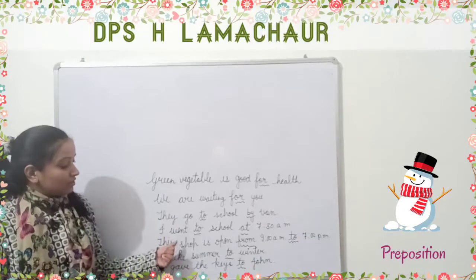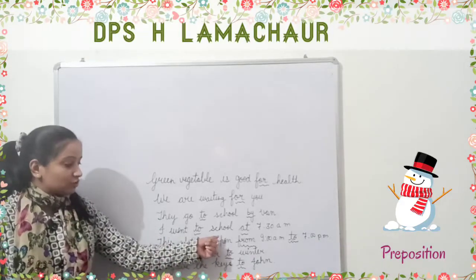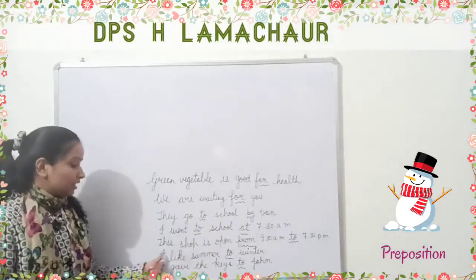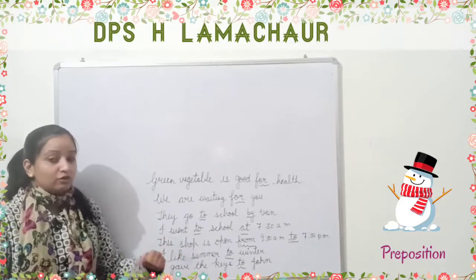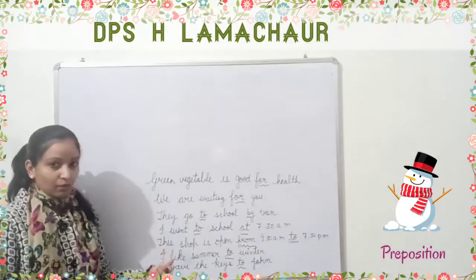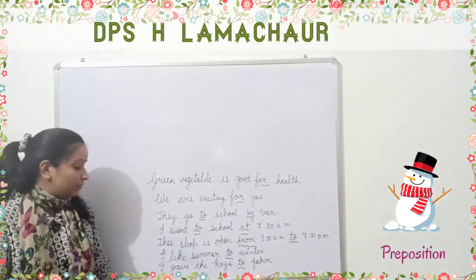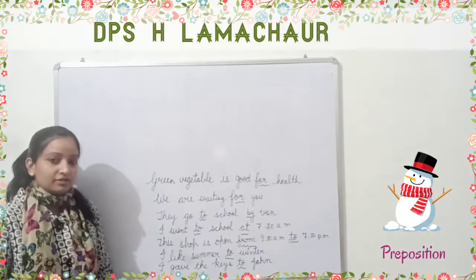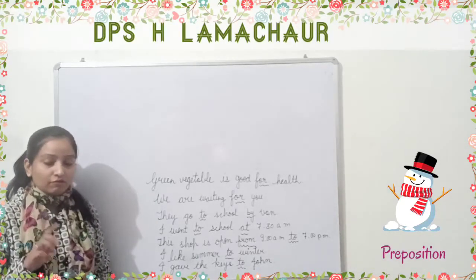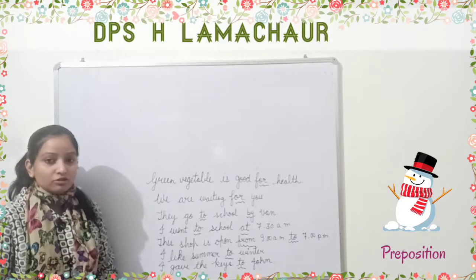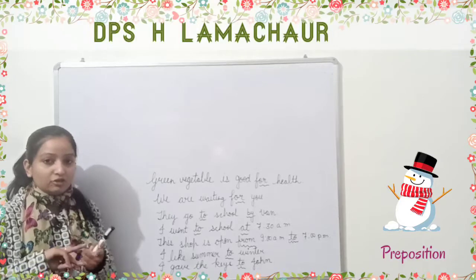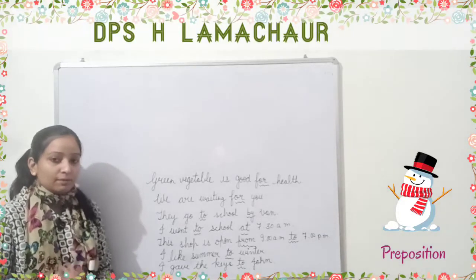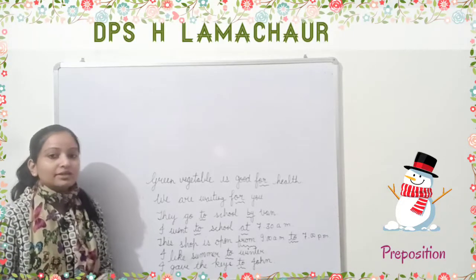I went to school. Here also the destination is school. Before the destination we write to, and before the time we write at. The shop is open from 9 a.m. to 7 p.m. For the starting point we write from, and for the ending point we write to. I like summer to winter. Whenever we have to show preference, we use to. A few more words take to, like inferior, superior, junior, senior, prefer. I gave the key to John. When you give something to somebody, before the receiver you also write to.